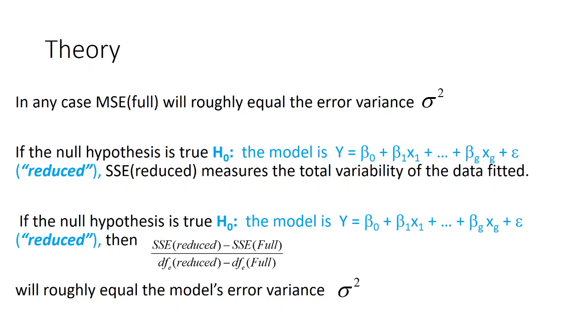Now, let's make some assumptions. If the null hypothesis is true, that is, the model can just be modeled by the reduced, the sum of squared error reduced measures the total variability of the data fitted. And if that's true, then the sum of squared error reduced minus sum of squared error full, divided by degrees of freedom reduced minus degrees of freedom full, will roughly equal the model's error variance. This sort of mean squared error is also going to equal sigma squared. And that's the idea.